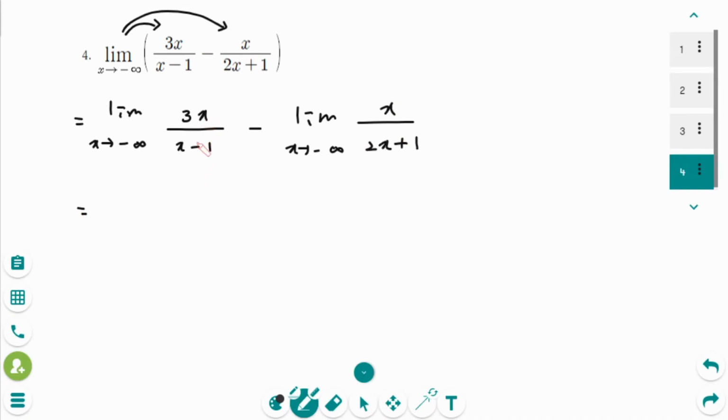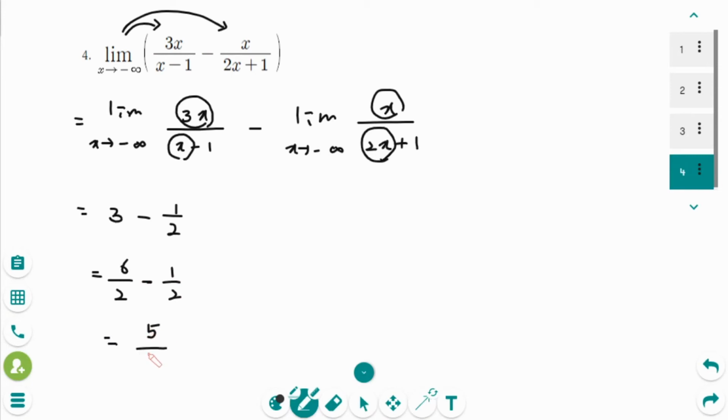This one is 3x and x, just 3, minus, how about that one? X over 2x, make 1 over 2. So this is 6 over 2 minus 1 over 2. Answer is 5 over 2.